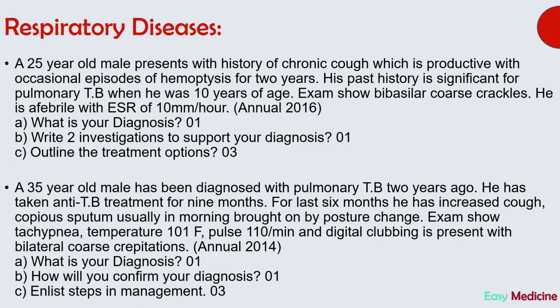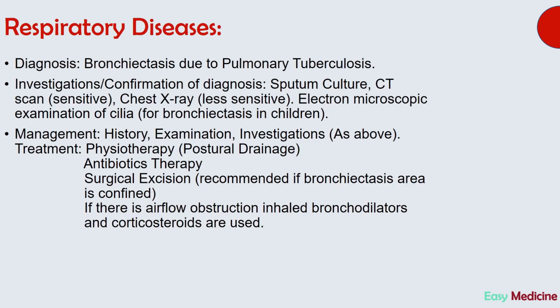So the answer is bronchiectasis due to pulmonary tuberculosis. The points which led us to this diagnosis are chronic productive cough and past history of pulmonary tuberculosis. Increased sputum production with posture change, especially in the morning, is also very characteristic of bronchiectasis. Let's see the answers. Here, see the diagnosis is bronchiectasis due to pulmonary tuberculosis.